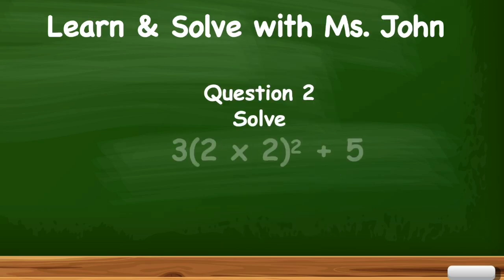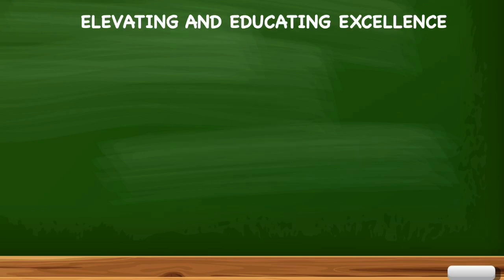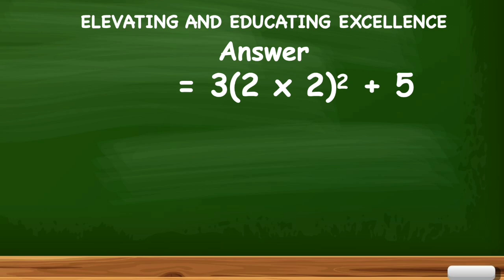Question number 2: solve 3(2 times 2) to the exponent of 2, plus 5. Answer. Before we begin, we always write BEDMAS. I'm really big on writing BEDMAS. I think it's key to write that down somewhere in the corner.